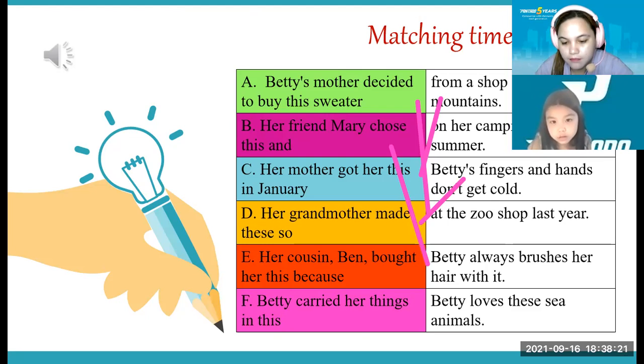Do you like my umbrella? It's got animals on it too. My cousin Ben bought it for me because it's got dolphins on it. He knows I love them. That was kind of him.